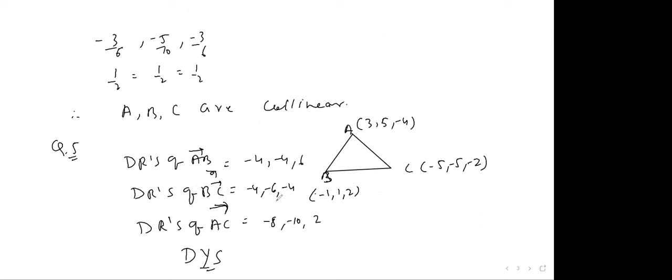Okay. And in question 5, we have been given the vertices of the triangle ABC. So we got the side vectors, AB vector, BC vector, and CA vector. We got the DRs of these sides. And then we know how to find the direction cosines. We need to find the direction cosines of each of the sides. So we will just divide by the magnitude of the direction vector.